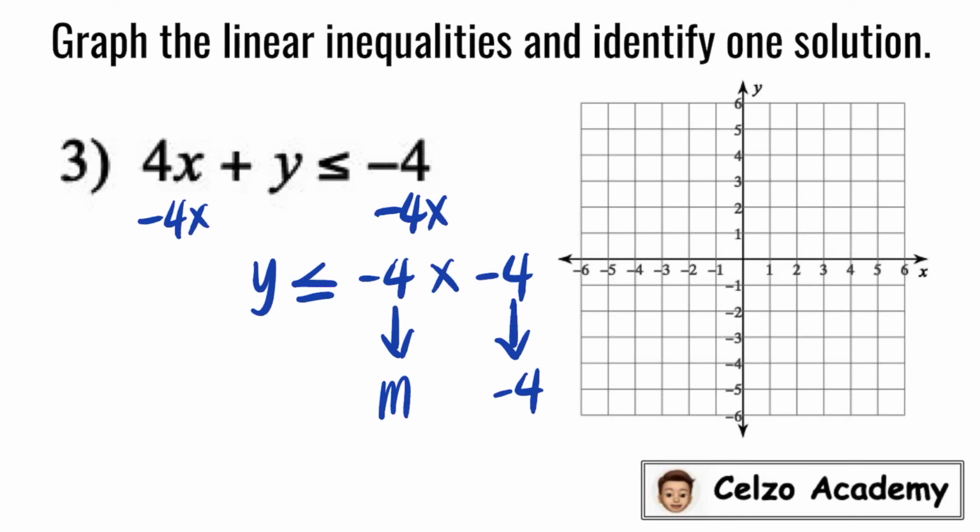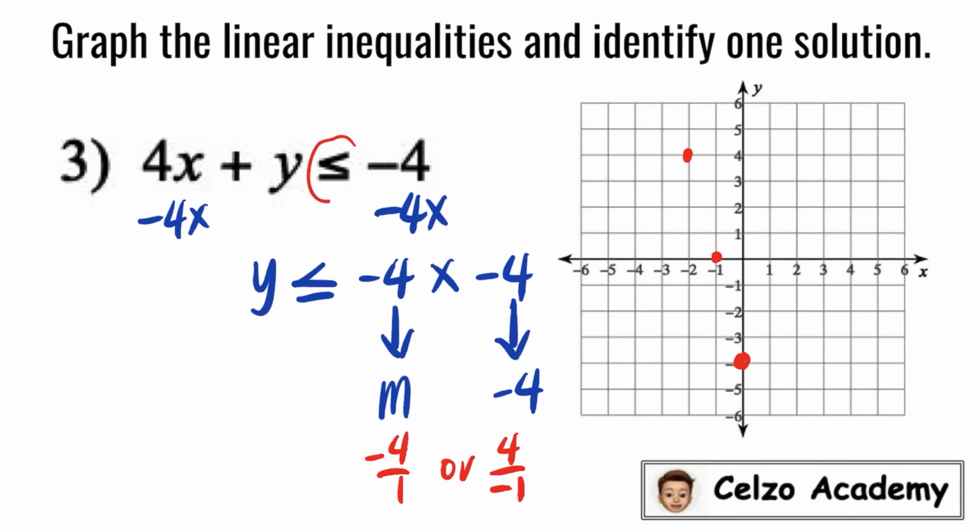Now let's graph the inequality. Let's begin with graphing the y-intercept negative 4. From negative 4, we need to graph the slope negative 4 over 1, or positive 4 over negative 1. Since we don't have space for 4 down and 1 to the right, we will go 4 up and 1 to the left.